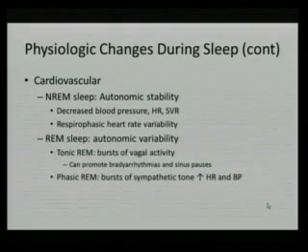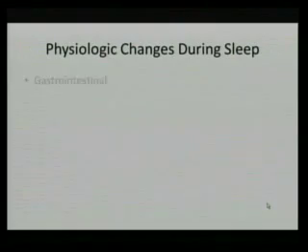REM sleep has more autonomic variability. So we have something known as phasic REM and tonic REM, and it has to do with when the eye movements happen and when motor activity might be seen. During tonic REM, we see a lot more vagal activity, which can actually lead to bradyarrhythmias. During phasic REM, we'll have bursts of sympathetic tone, and those are accompanied by elevated heart rate and blood pressure.